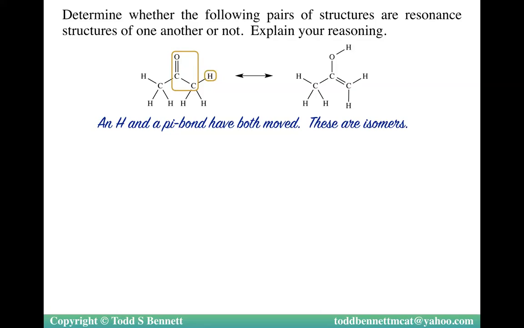So, foreshadowing, but down the road, you're going to learn a term called tautomers. And you may have learned it in cell bio at this point, but it's a ketone and an enol. Okay, so those are not resonance structures.